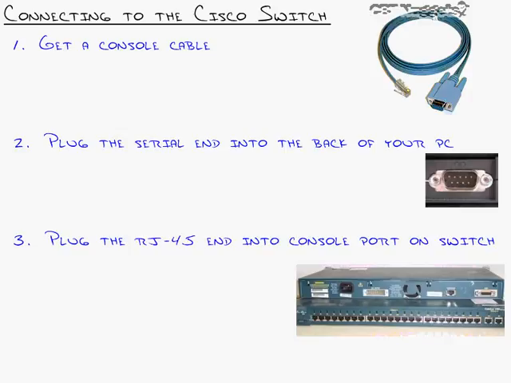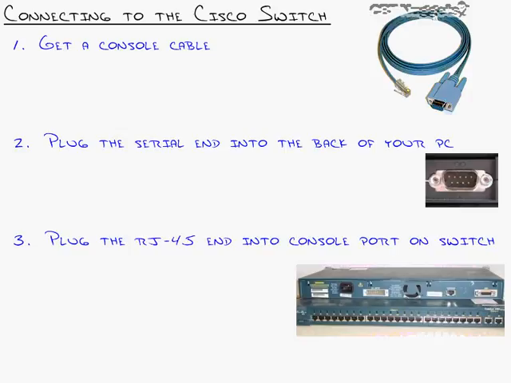Now, hopefully, when you bought your Cisco equipment, you got a console cable with it, because every Cisco device that you buy will have a console cable. But if not, you can go on eBay or any store and they'll be able to sell you one. Really, it's just a fancy Ethernet cable, and we'll talk more about them in just a moment. But you plug into the back of your PC, you plug the RJ45 in to the console port on the switch.